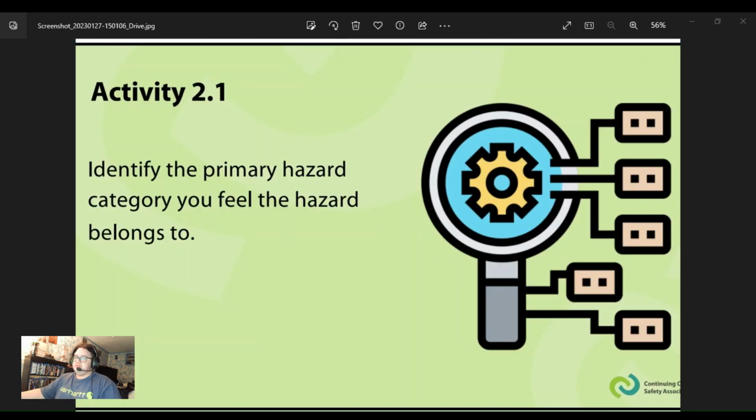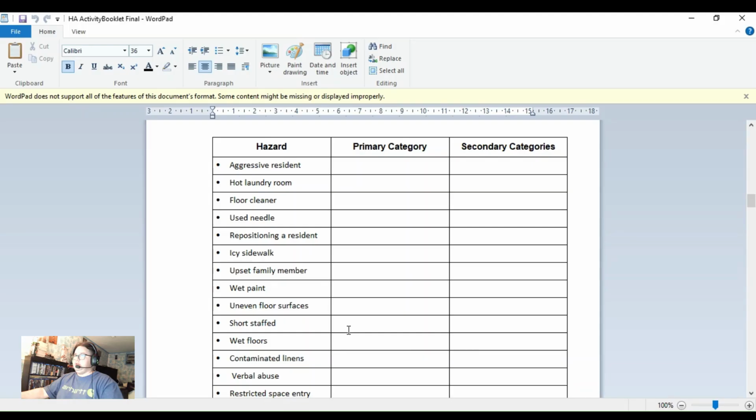Oh boy, it's homework time. Woohoo! Activity 2-1. Identify the primary hazard category you feel the hazard belongs to. I'll bring up the next slide. We'll do it all together. Yippee! All right. So here we have our list. So we're going to take these and we're going to put them into the categories biological, chemical, physical, psychosocial.